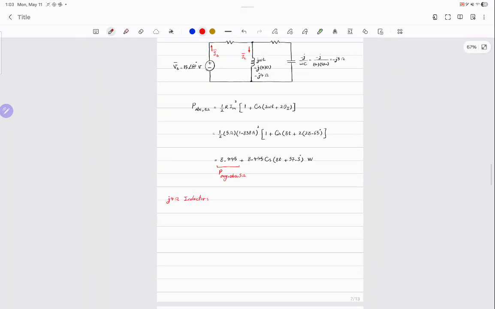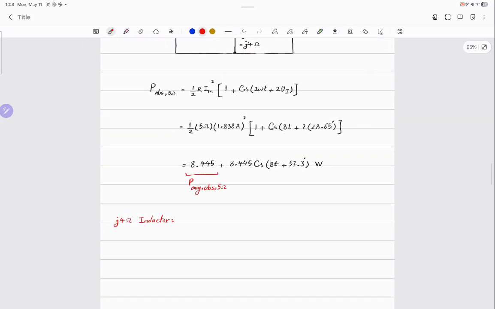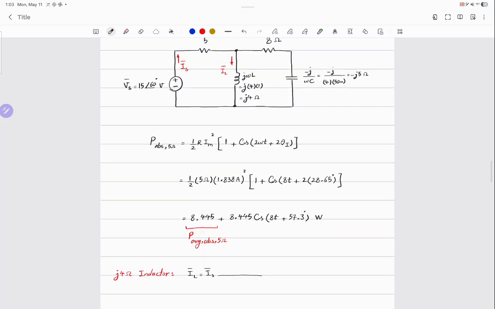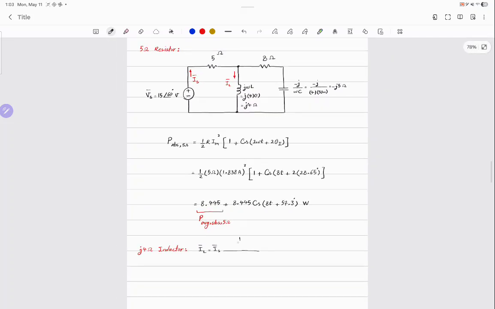Yeah, that's perfect. So IL is equal to IS times 1 over j4 divided by 1 over j4 plus 1 over 8 minus j5, right?